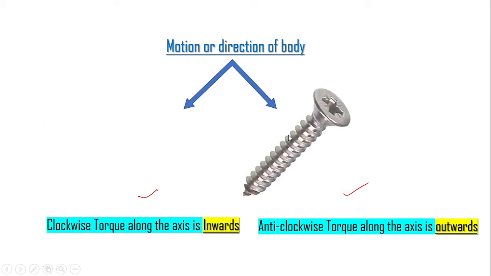The example we did was a screw. If we screw it clockwise, in this direction, it will go inside. It will be inwards. And if you want to remove the screw, you move it anti-clockwise, and it will come out.